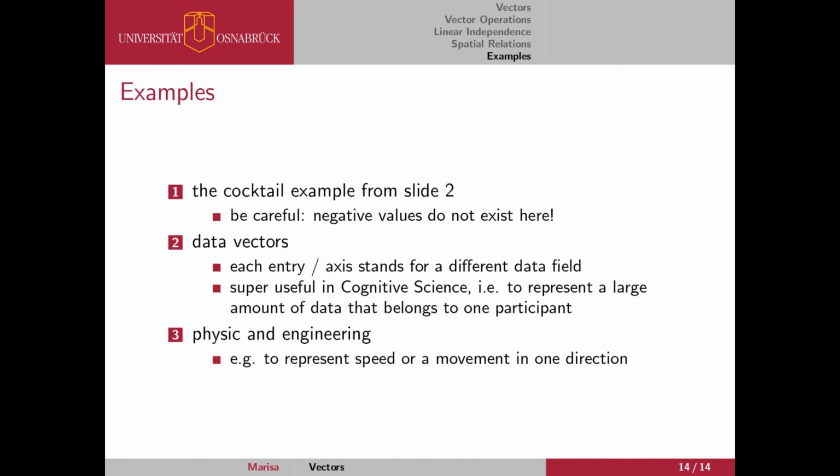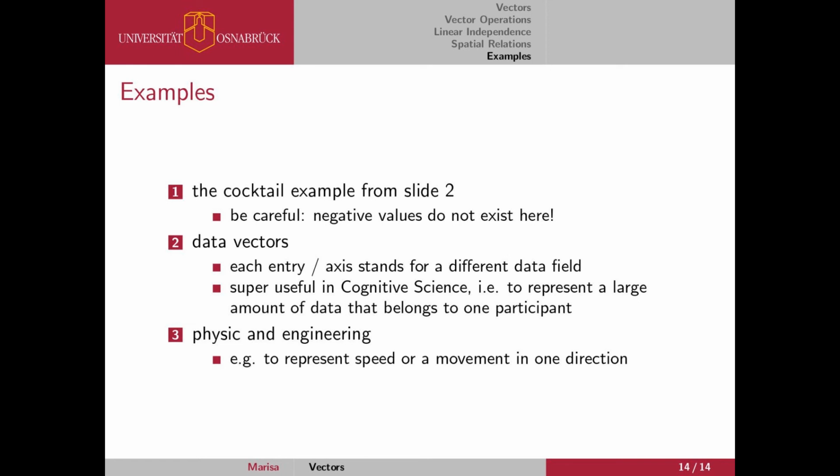And because this video was a lot of theory and it can be hard to imagine vectors in space and when they're useful, I want to give you some examples now of when vectors are actually used and when they are quite useful for us. The first example here is the cocktail example you already saw in slide 2. And there we could nicely represent different ingredients and the proportions of them in vectors.